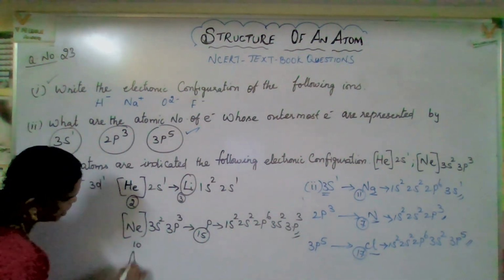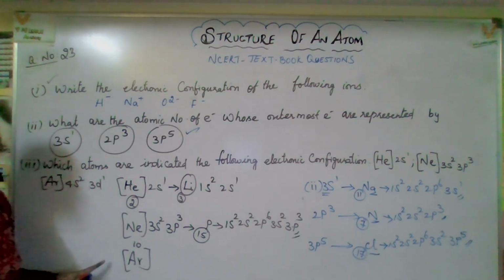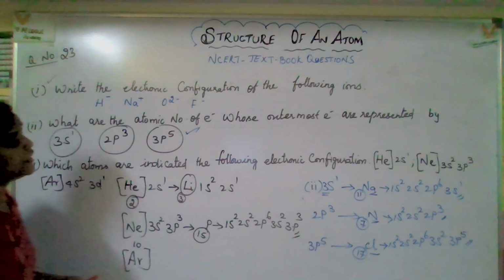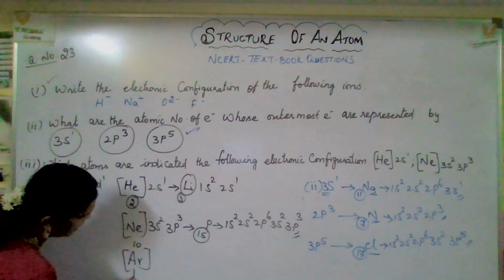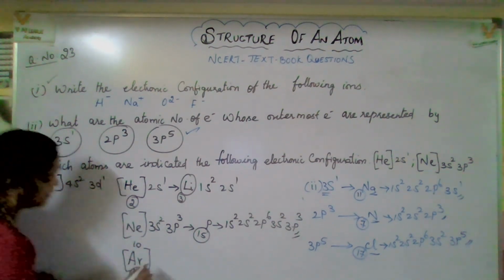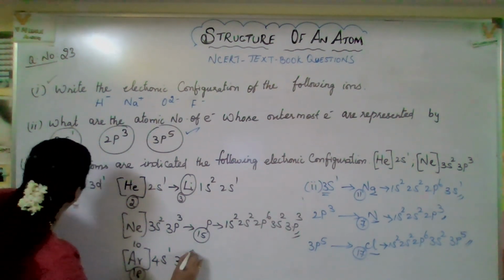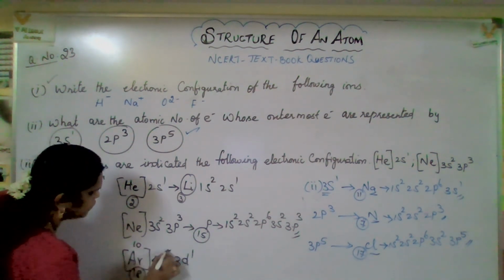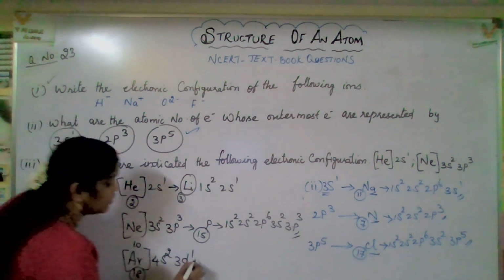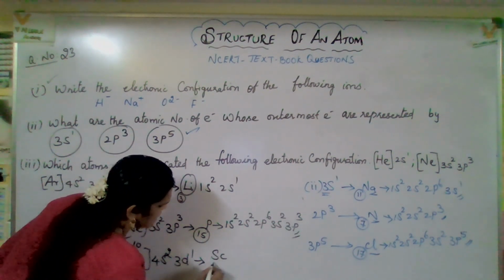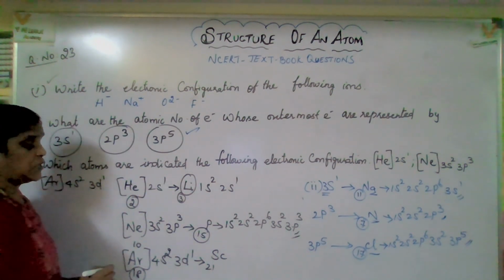Then argon. Argon, what it is? 18 electrons. You please remember all these noble gases because it's a completely filled electrons. Outermost orbital completely filled. So you please remember argon, how many electrons? 18 electrons are there. And remaining what is it? 4s2, 3d1. That means 18 plus 2, 20, 21. 21, it is scandium. Scandium, transition element. Scandium, it's 21. Right? Starts from 21 onwards.